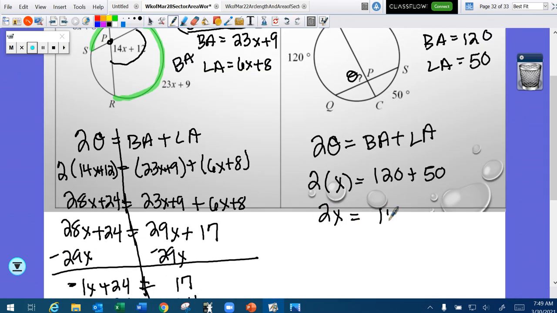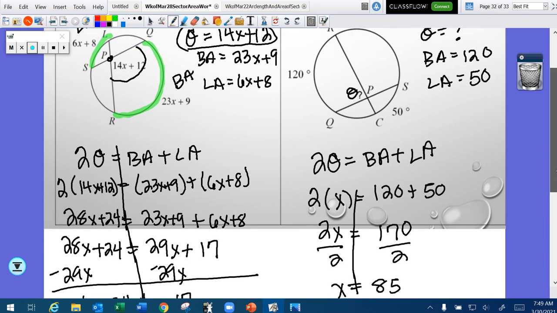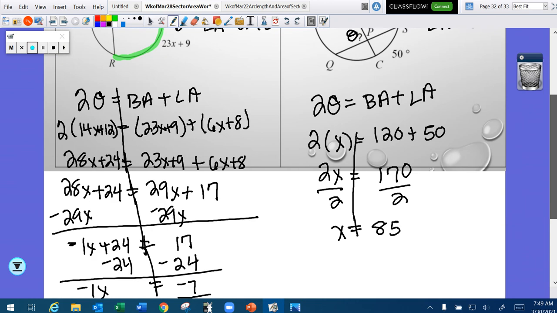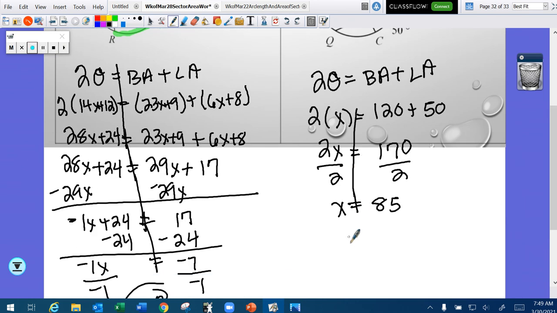2x equals 170. Divide by 2. Divide by 2. X equals 85. And then we answer the question. Yep, because that's the angle we were looking for. X is the same thing as the angle. So question mark equals 85.